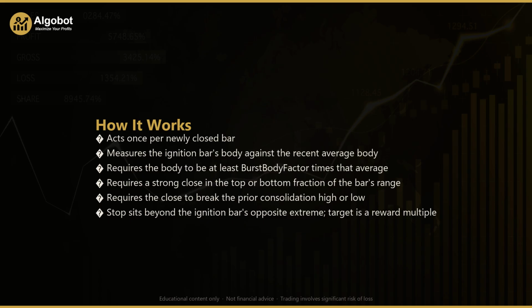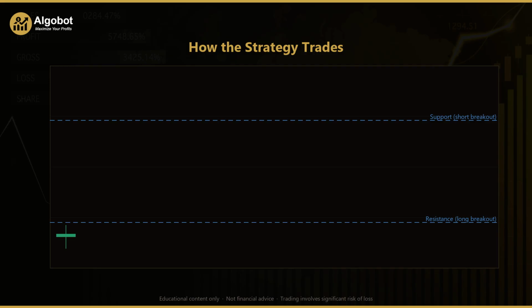A bearish ignition candle that closes near its low and breaks below the prior structure low triggers a sell at the bid, with the stop just above the bar's high. Because the stop is built from the candle's own range, the risk scales automatically to any symbol or time frame. Let's bring this strategy to life on a chart.